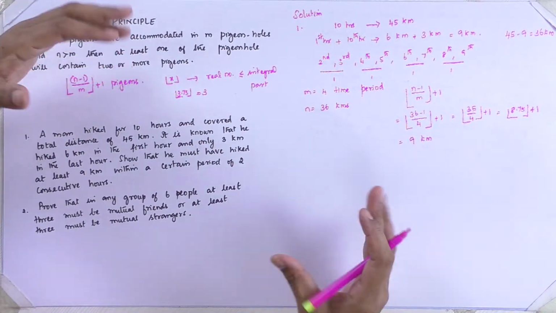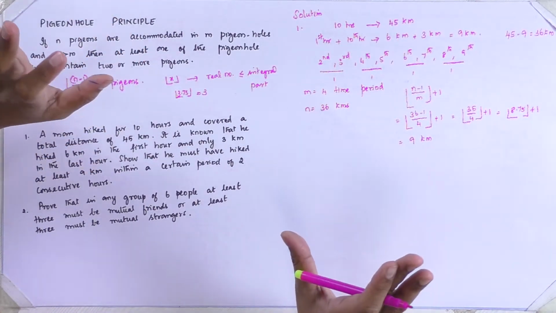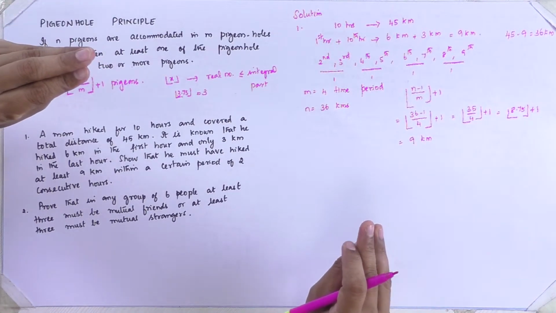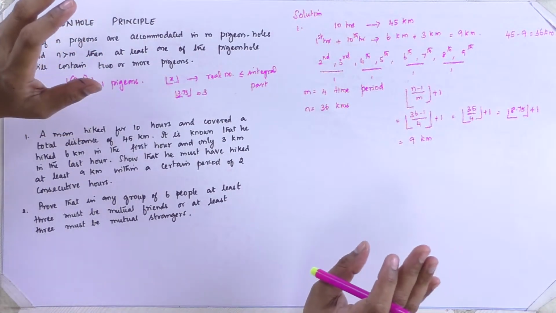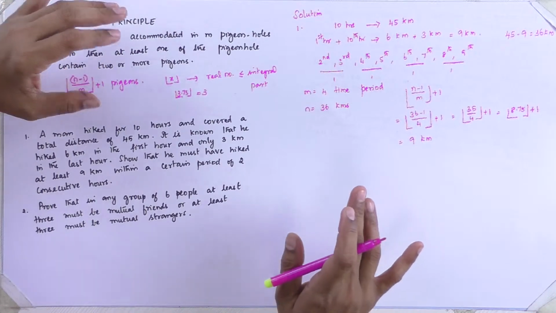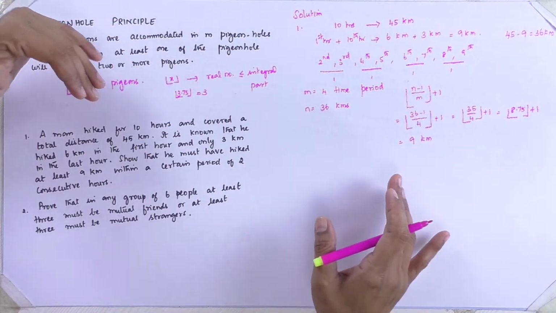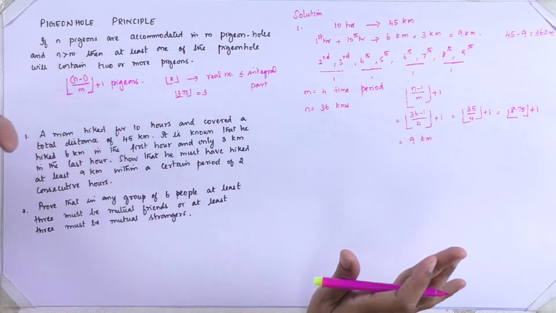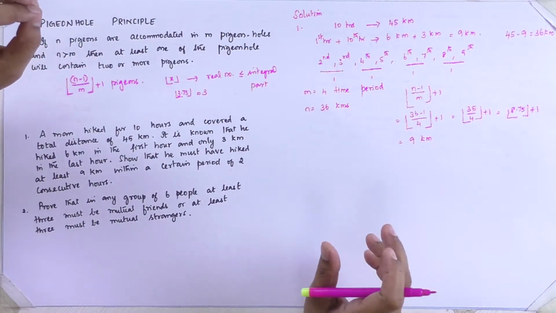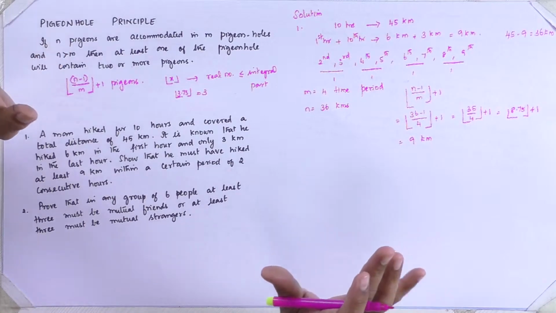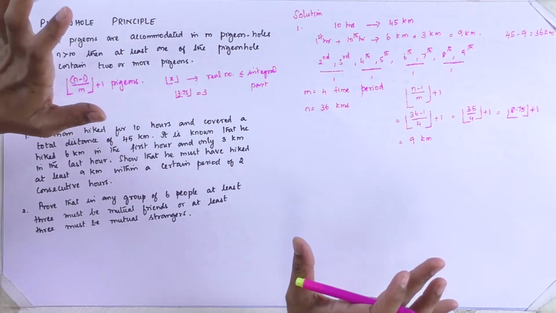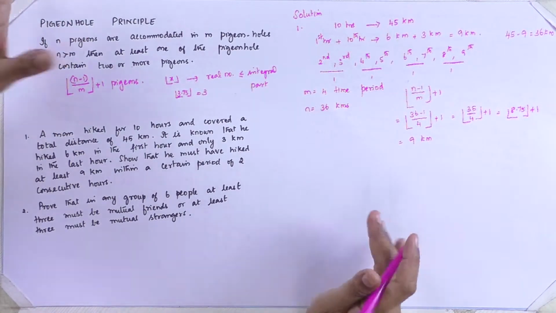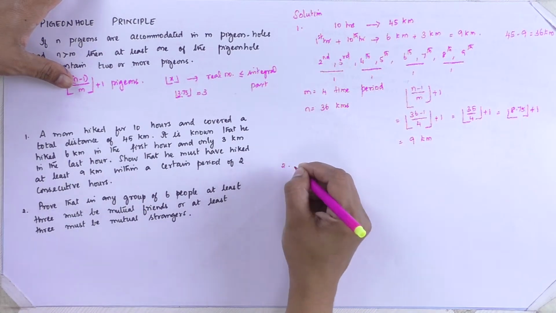So how we apply this pigeonhole principle is very, very important. We have to fix the pigeons and the pigeonholes appropriately, and then immediately we will get the solution to the problem. The only thing is that we have to put our mind and break our head in selecting the pigeons as well as the pigeonholes. That is very, very important. Okay, let us look at another example also.